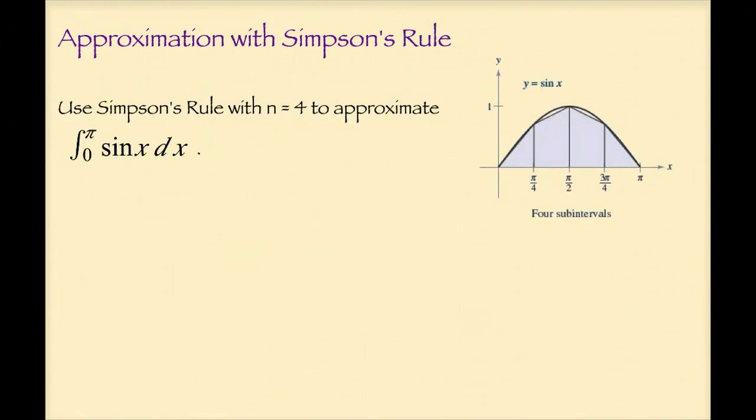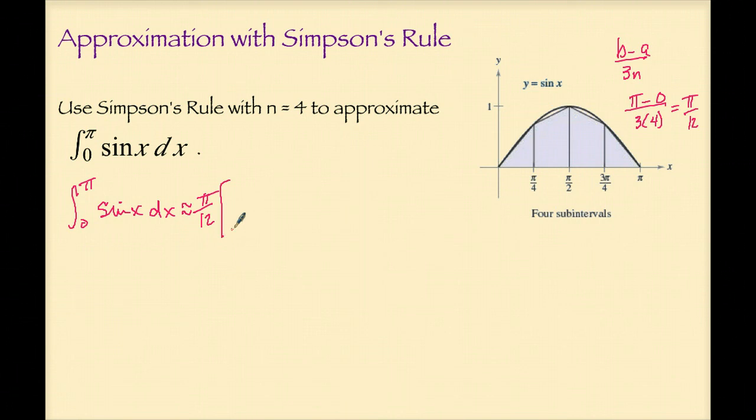In this last example, we're going to use Simpsons rule with 4 subintervals to approximate the integral of sine x dx from 0 to pi. Therefore, this integral from 0 to pi sine x dx is approximately equal to b minus a over 3n, which for this particular function is pi minus 0 over 3 times 4, which is the number of subintervals we've chosen, and that's pi over 12.